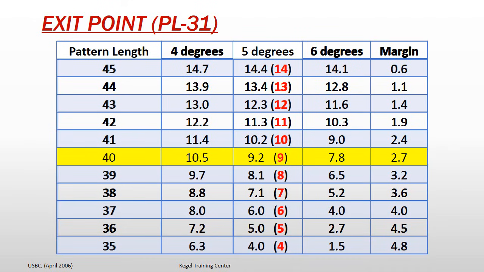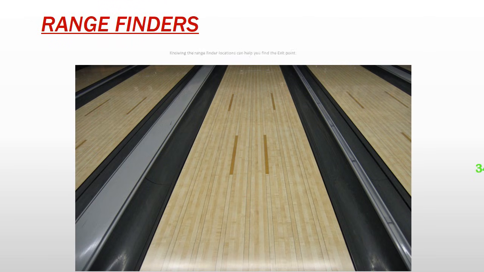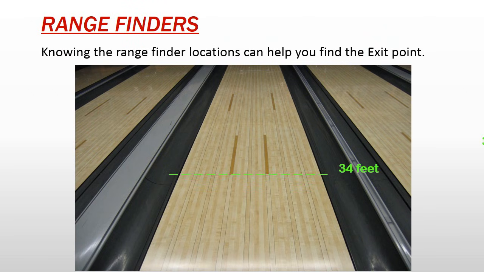This formula can be used in figuring where to start competition in an unfamiliar center. Knowing the rangefinder location can help you locate the exit point without a ruler or a tape measure. The exit point is where the ball exits the oil pattern.